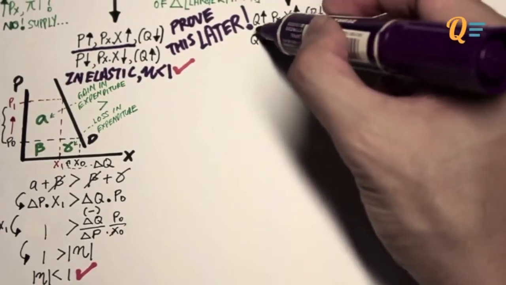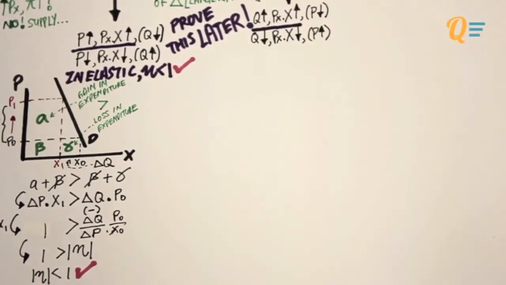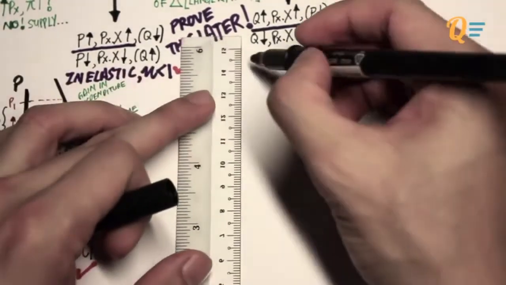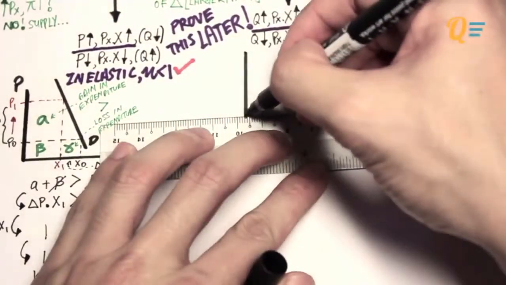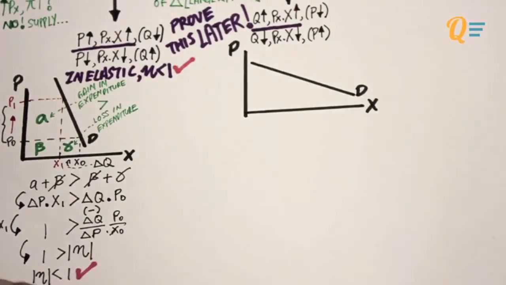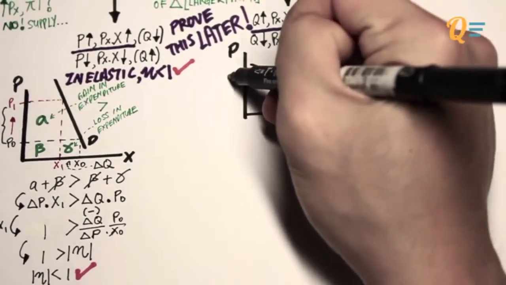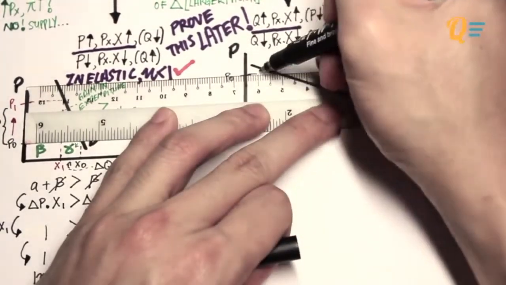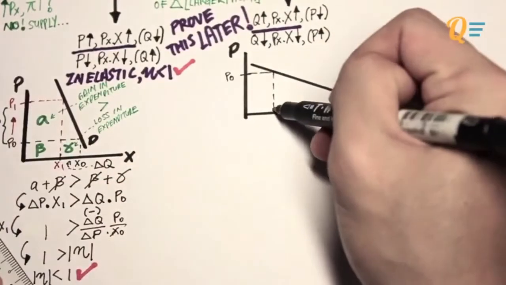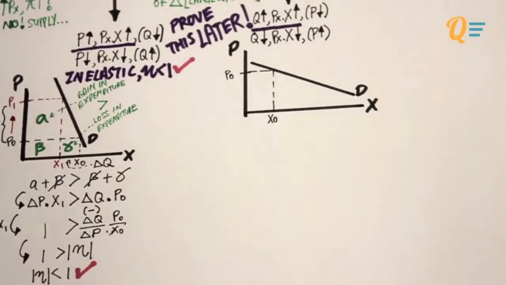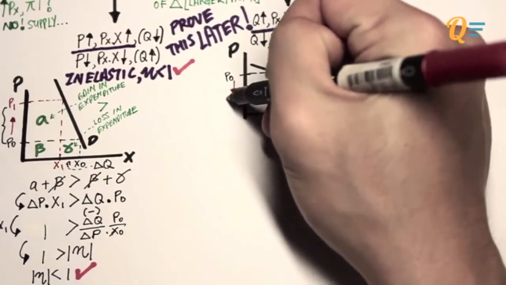Now I'm going to spend some time to prove this statement is true when the demand is an elastic one. So I'm going to do the same thing. I'm going to draw a demand curve that shows an elastic demand, and of course this is going to be much flatter than the inelastic demand. So again, I'm going to reduce the price of X so that the quantity demanded for X will increase.